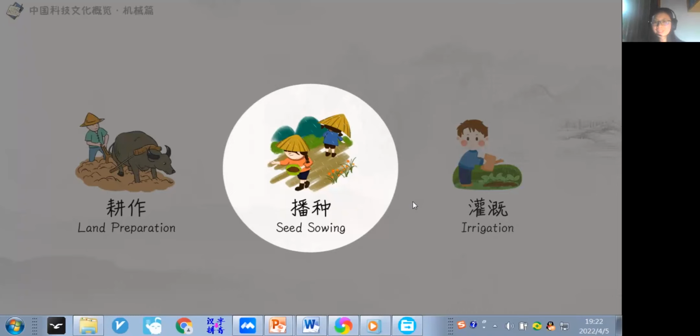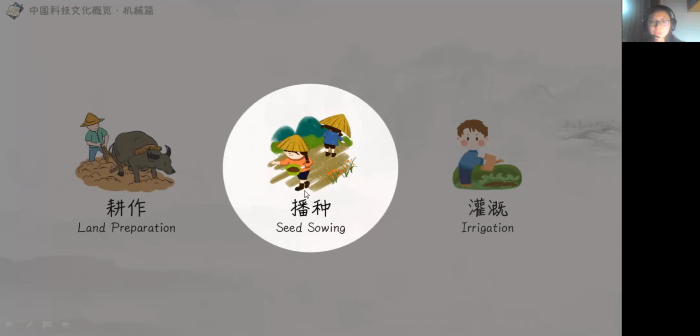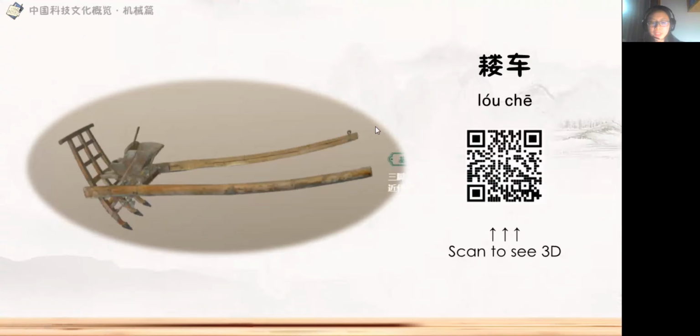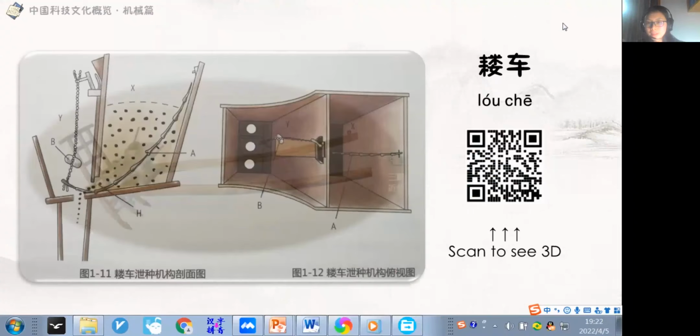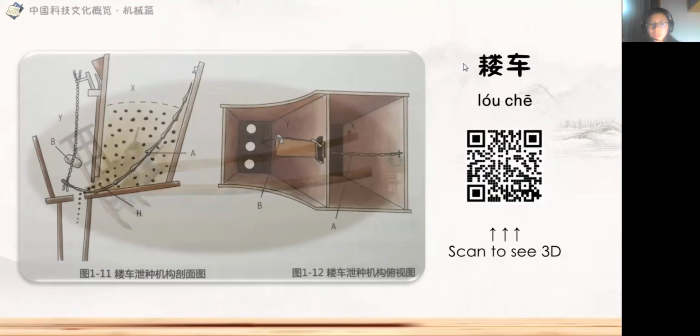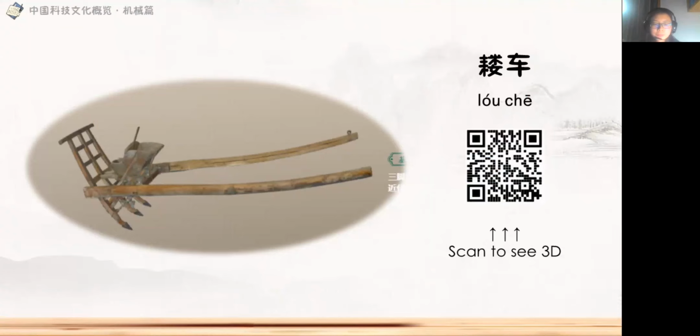Okay, you can see this picture. They sow seeds. They do this step by hand. But we also have some machinery. Okay, let's see this tool for seed sowing. How to pronounce it? 很好啊，楼车。So this tool, in Chinese we call it 楼车. And you can also scan the QR code here to check the 3D model.